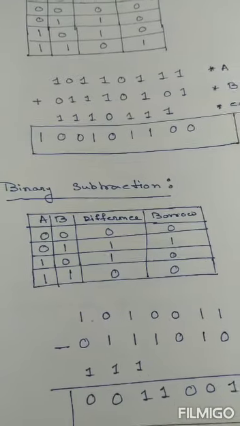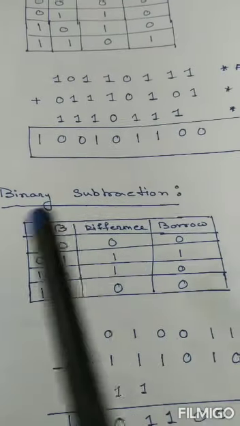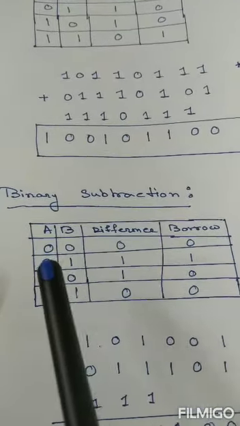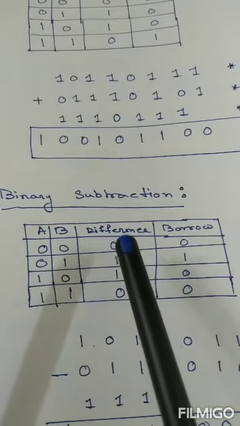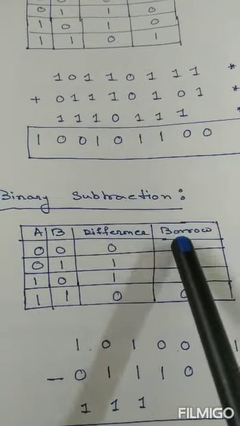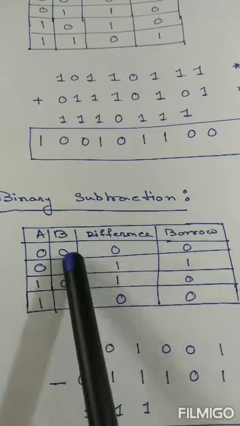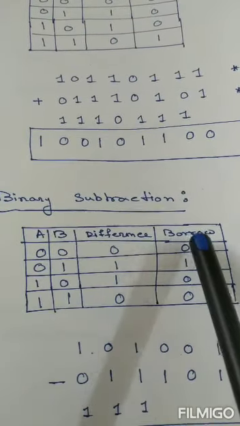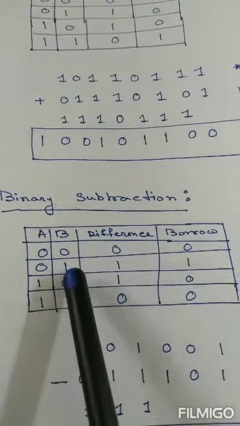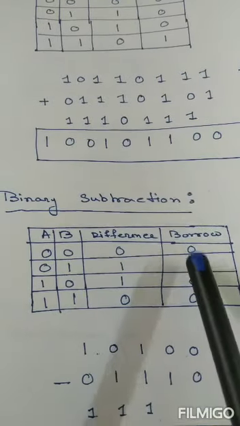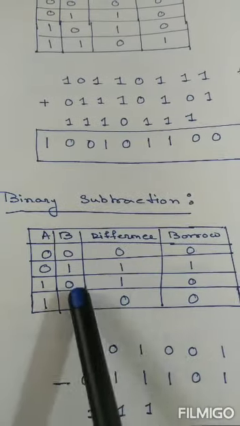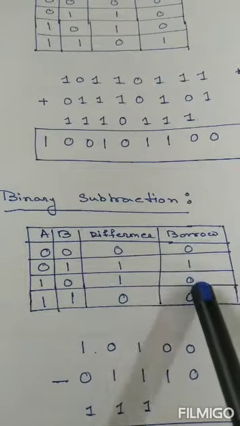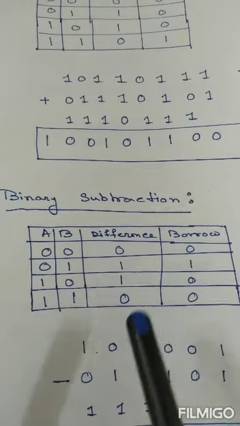Now come to binary subtraction. This is a table for 2-bit binary subtraction. A, B are the inputs and the outputs are difference and borrow. 0 minus 0, difference is 0, borrow is 0. 0 minus 1, difference is 1, borrow is 1. 1 minus 0, difference is 1, borrow is 0. 1 minus 1, difference is 0, borrow is 0.